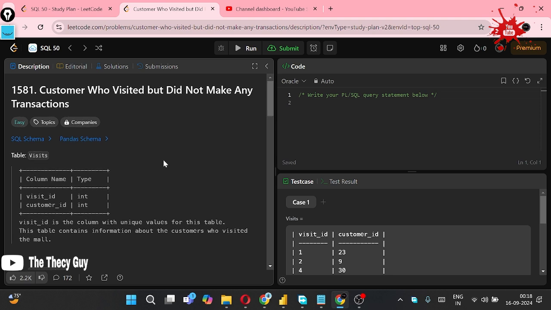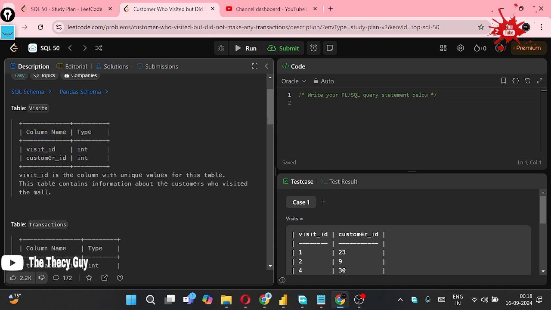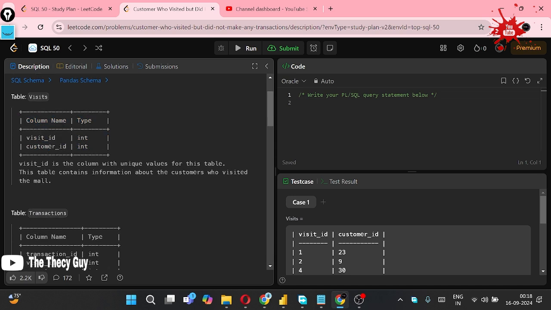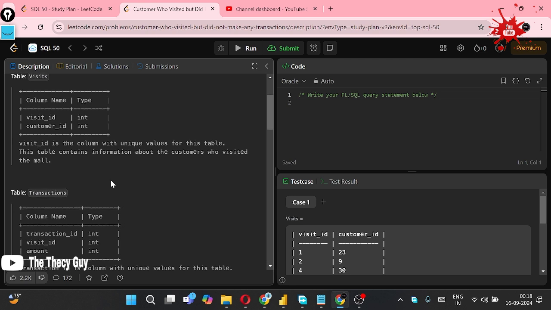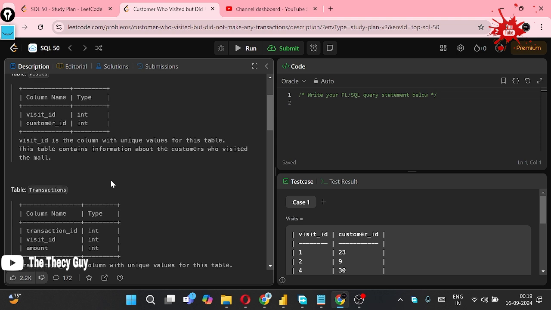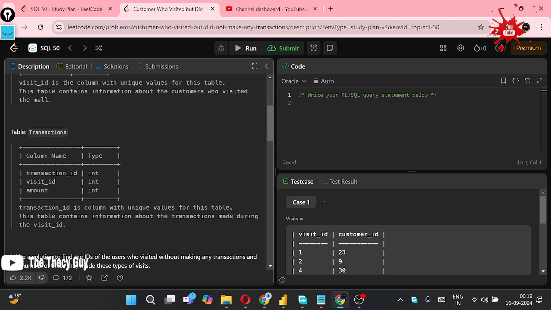Okay, so just coming to the question now. Customer who visited but did not make any transactions. This is the question, and most of the things lie here only. We have two tables. Visits has visit id and customer id. Visit id is the column with unique values for this table, so it is the primary key, and the table contains information about the customers who visited the mall. Transactions is the second table. Transaction id is the column with unique values for this table, and it contains information about the transactions made during the visits.